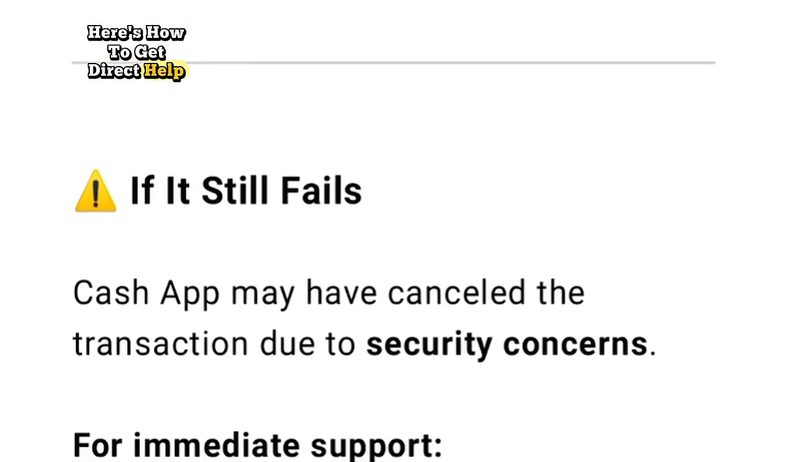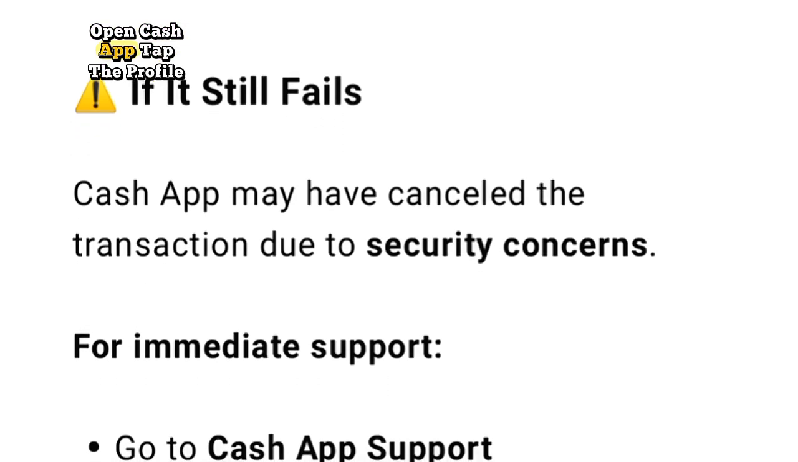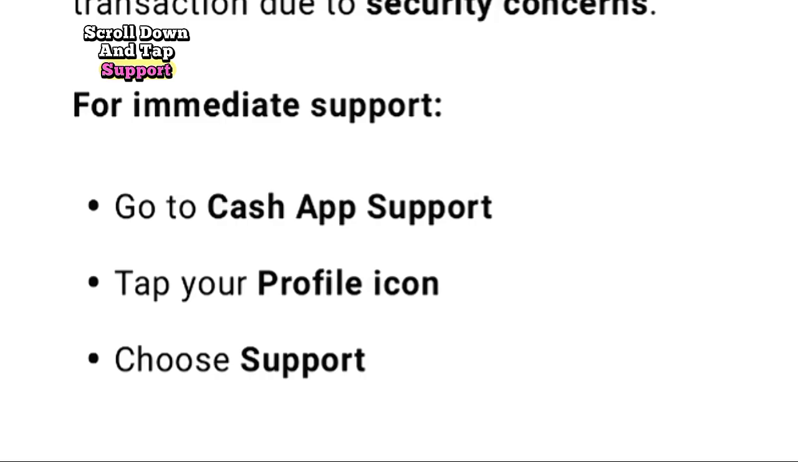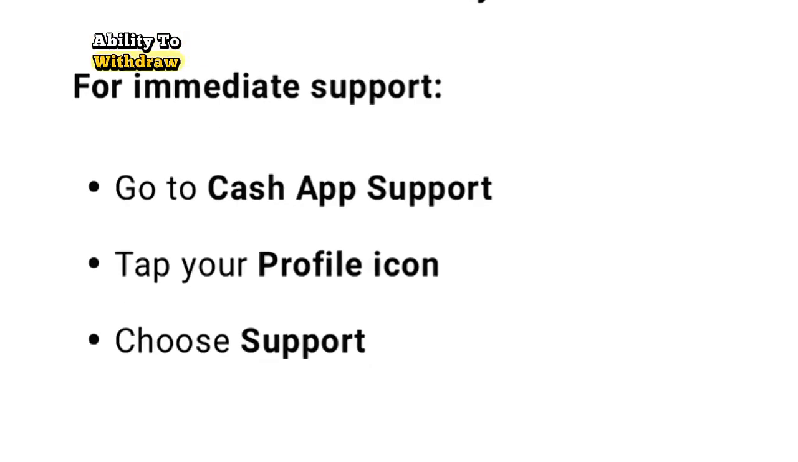Here's how to get direct help from Cash App. Open Cash App. Tap the profile icon. Scroll down and tap Support. Search for Withdrawal Cancelled. Send a message explaining your situation. Their support team can help you verify the transaction and restore your ability to withdraw.